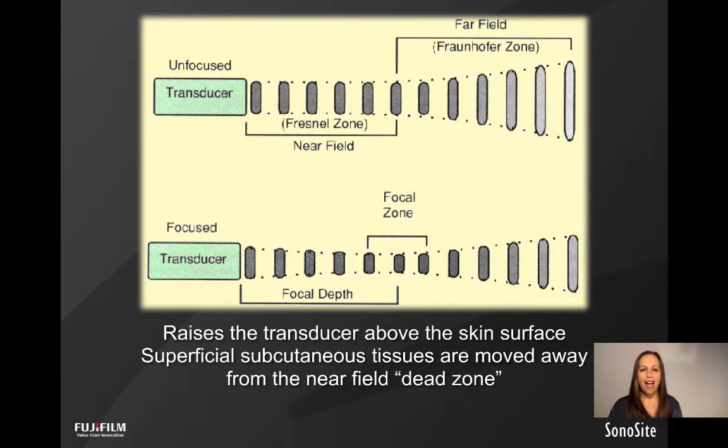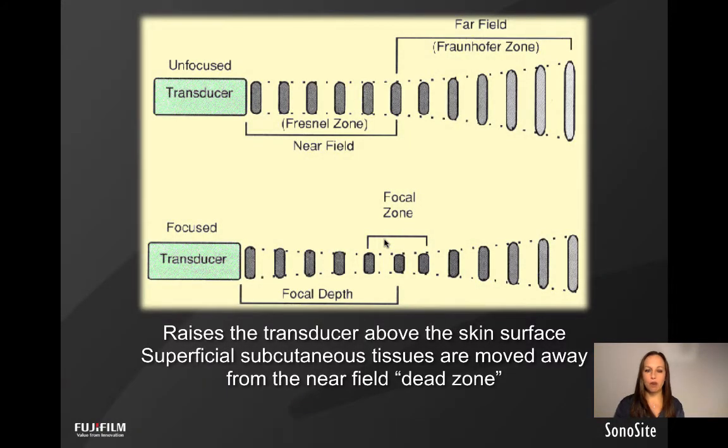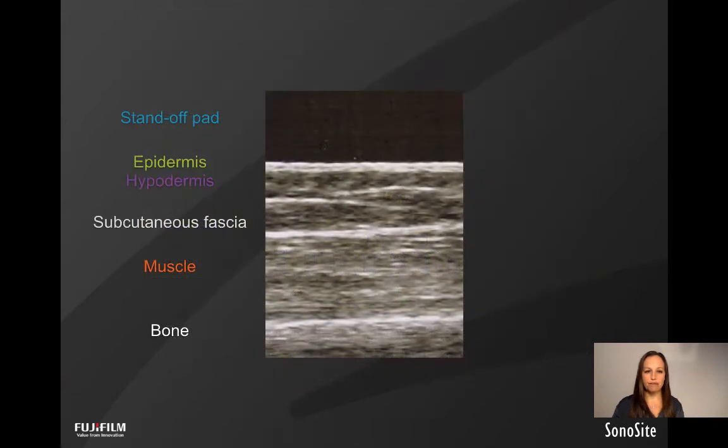The reason why these adjuncts are important is that we want to actually image at the focal point. When we increase that depth between the transducer and the structure of interest, our structure of interest will now actually be in the focal zone, and we'll have better imaging of that structure.